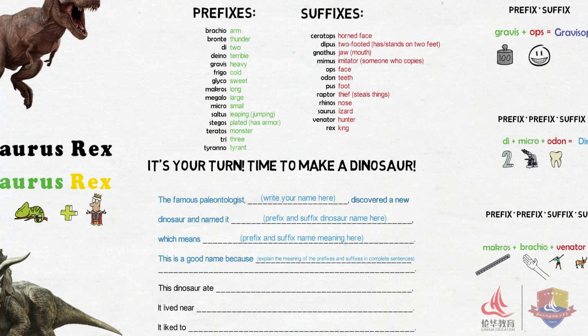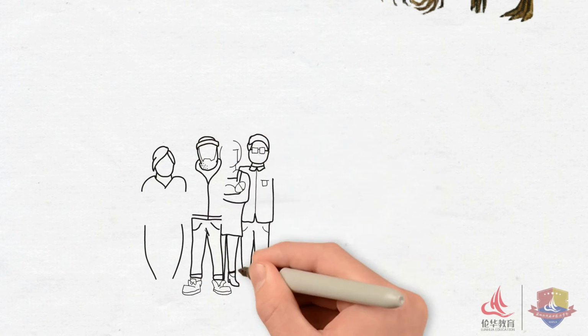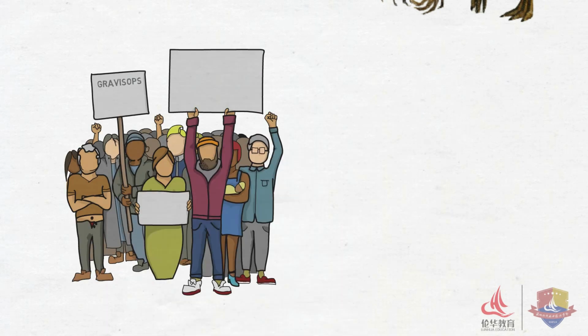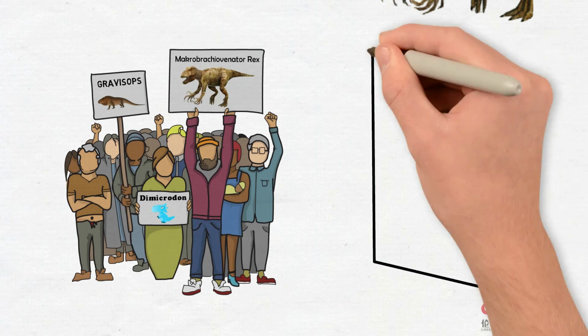Then, you should tell us a little bit more about your dinosaur. What did it eat? Where did it live? What did it like to do? Once you have thought about that, you can write it down. And after everything is written nicely, you should draw a picture of your dinosaur to go with your new description. If you and your friends all make dinosaurs, you can make a new dinosaur encyclopedia together. That would be really amazing.